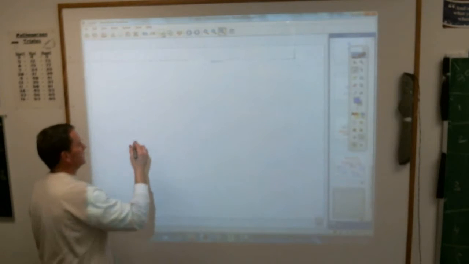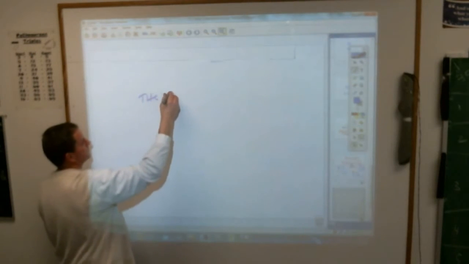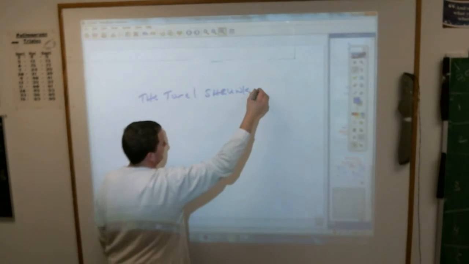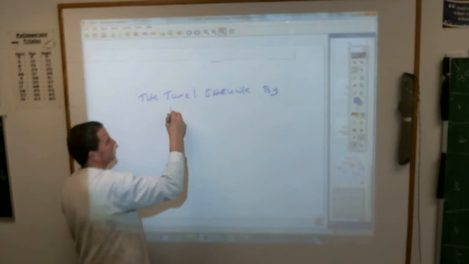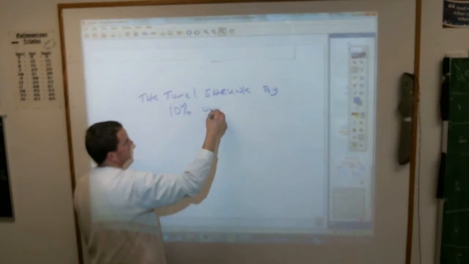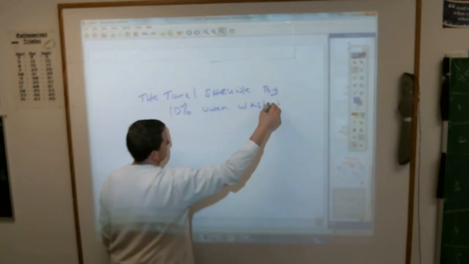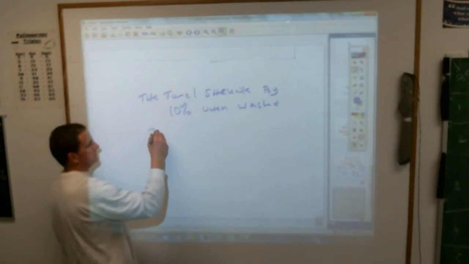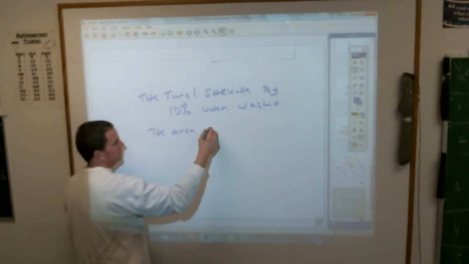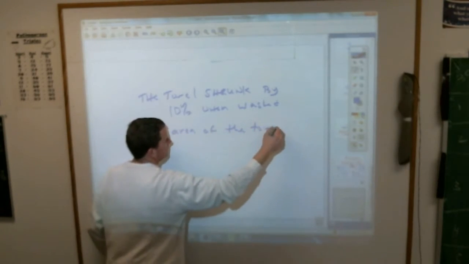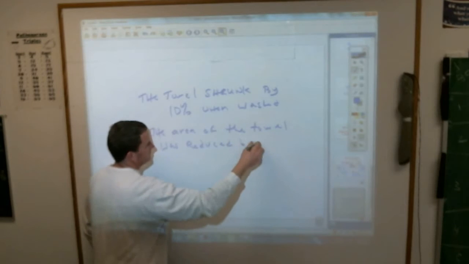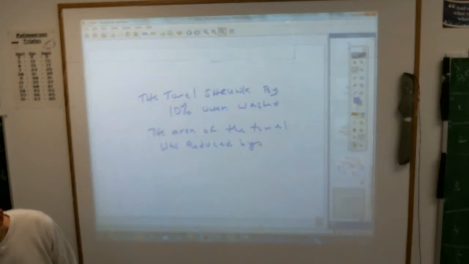Here we go. Write this problem down. The towel shrunk. Now when something shrunk, what happens? By 10% when it was washed. So the area of the towel was reduced by what percent?